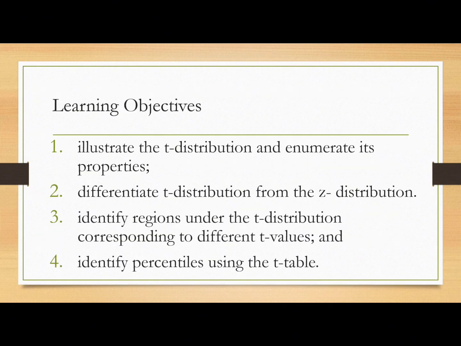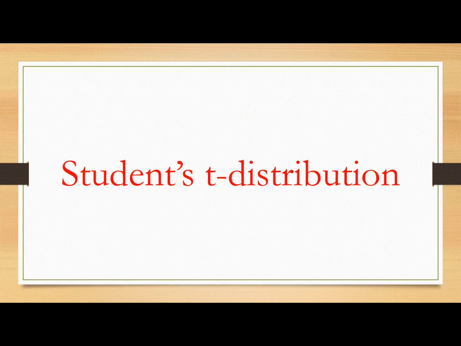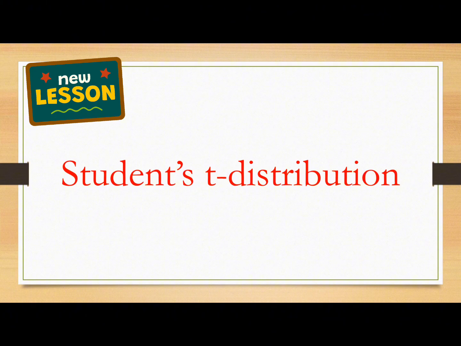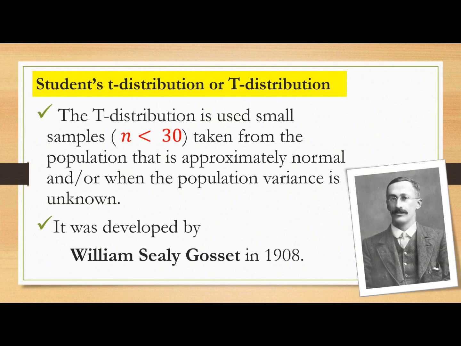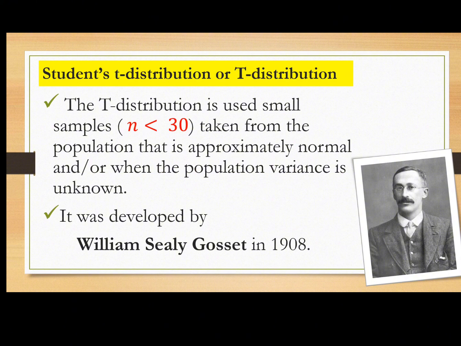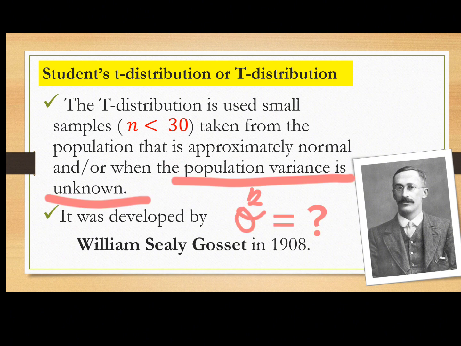So, I think naman we can now proceed to our next topic. So, the learning objectives are the following. So, simulan na natin ang discussion sa students' T-distributions or T-test or T-distribution. The T-distribution is used in small samples taken from the population that is approximately normal. So, pag sinabi naman natin small samples, these are sample size na less than 30. Or when the population variance is unknown.